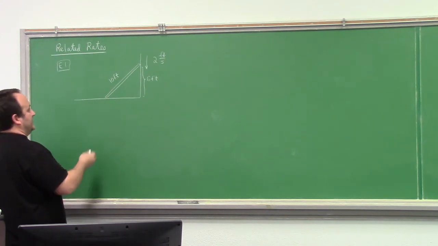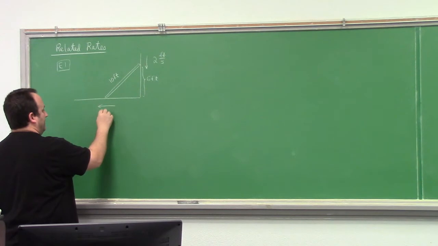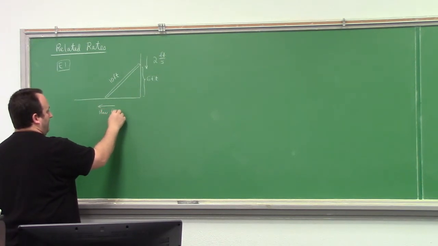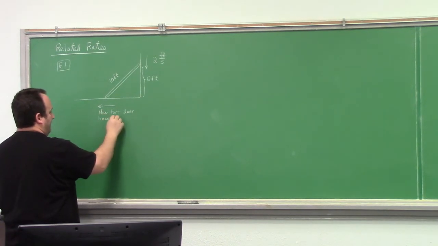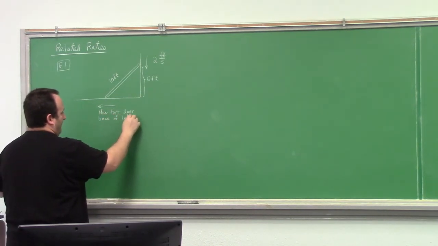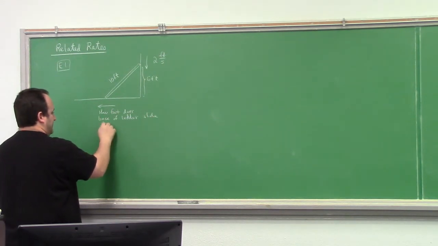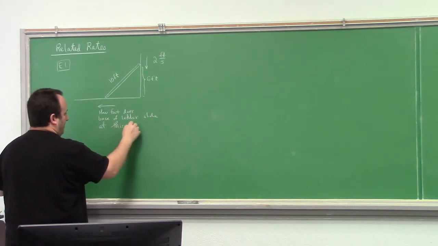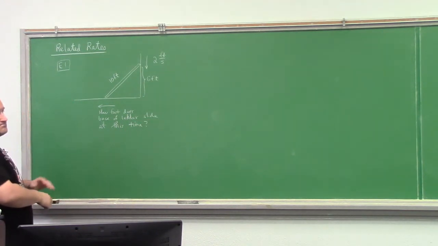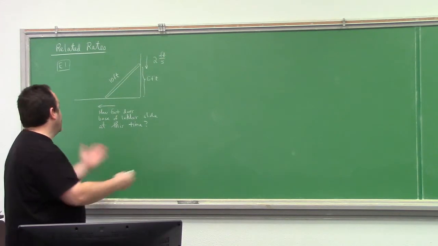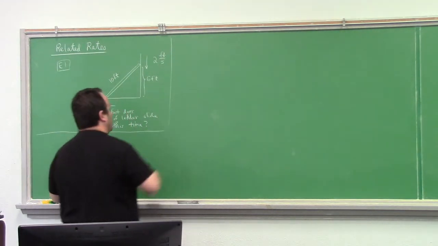So then the question is, how fast does the base of the ladder slide at this instant, at this time? So that's the problem. I did the problem statement right there.